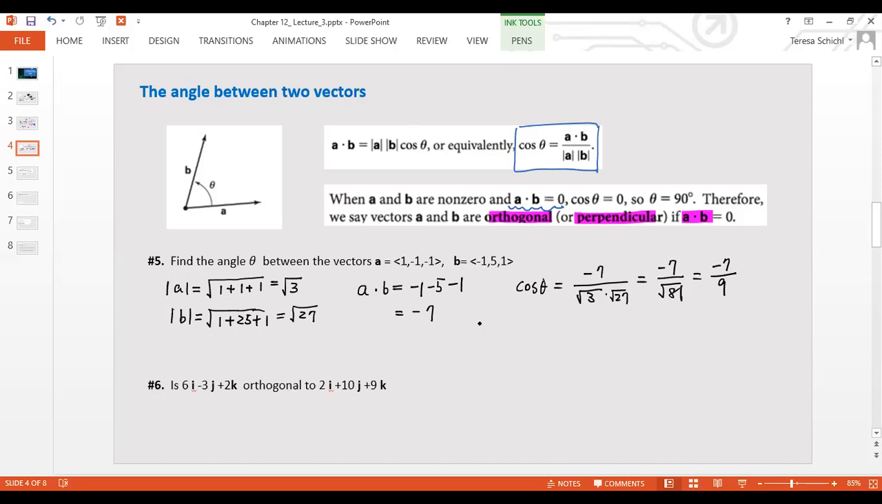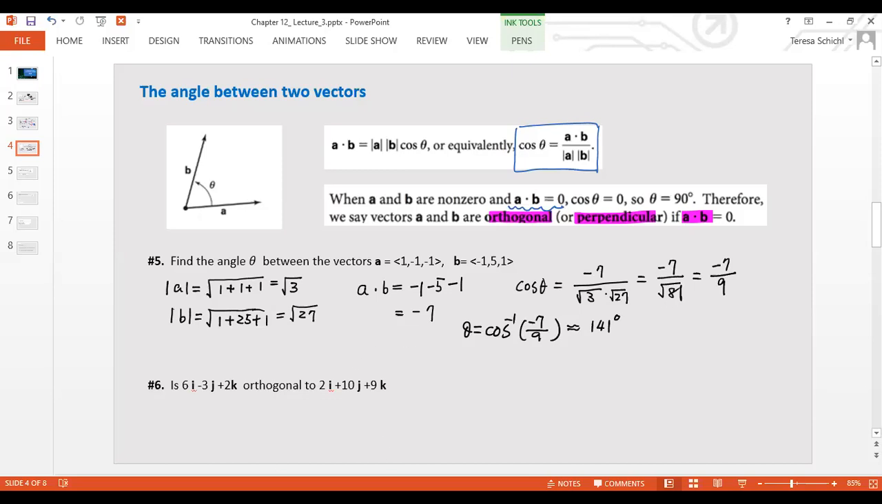Then theta will just be arccosine of negative 7 over 9. So what is it here? Approximately 141 degrees. Okay, so now let's take a look at the other ones here.